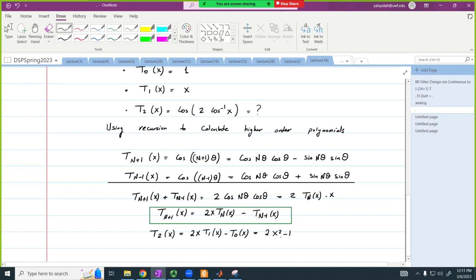I can calculate T3 of x. It is going to equal 2x T2 of x minus T1 of x, which is going to equal 2x multiplied by 2x squared minus 1, minus T1 of x, which was x, which is going to equal 4x cubed minus 3x.